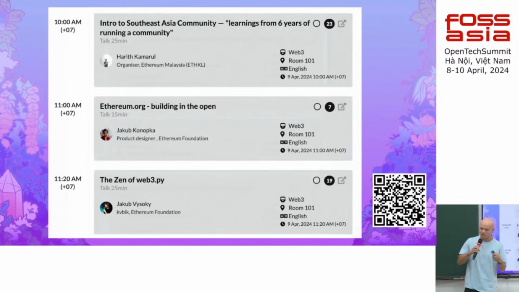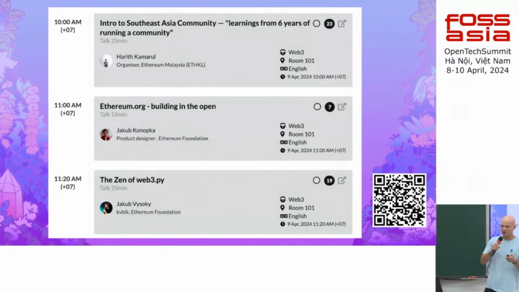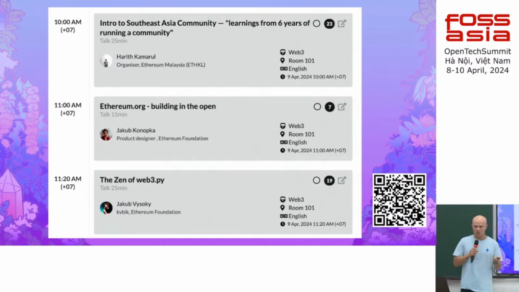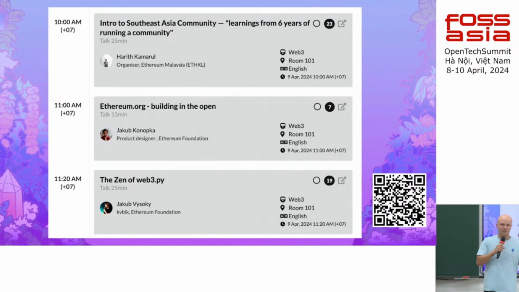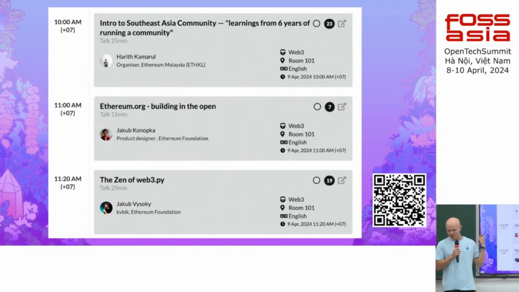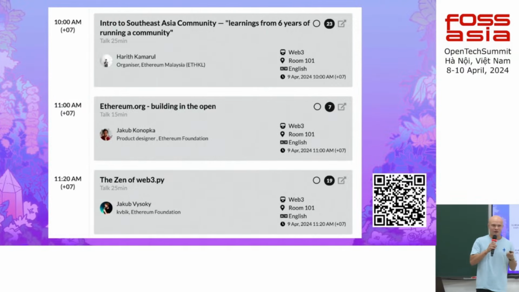You'll then hear from Harith, who will talk about the Southeast Asia Ethereum community, how you can get involved, how you can create your own community, perhaps here in Vietnam. We'll hear then from Jakub, who works with Ethereum.org, about how you can join the Ethereum.org community, perhaps translating content into Vietnamese or into your local language. Jakub will then talk about Web3 Pi, the Zen of Web3 Pi. So if you are a Python developer, this might be an interesting talk for you.